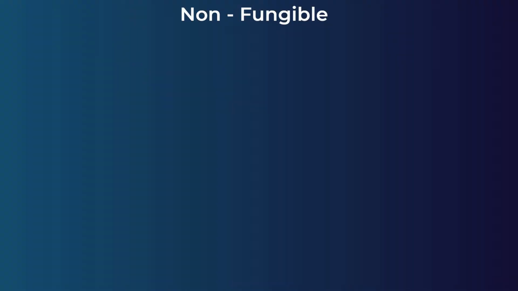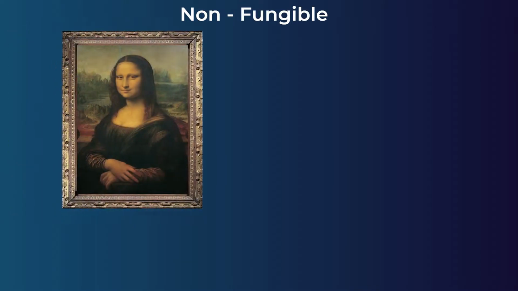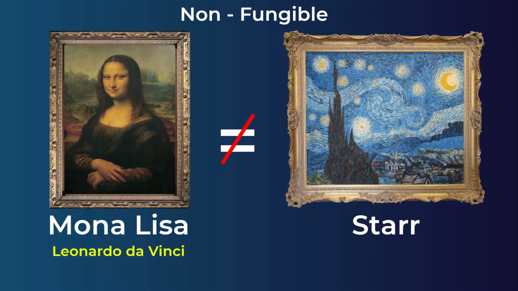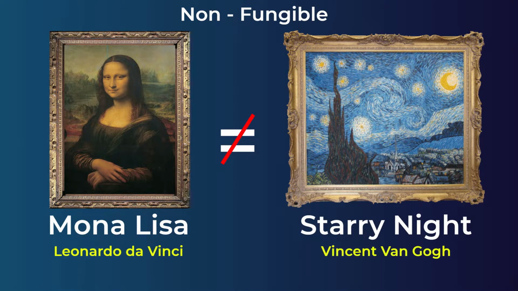Another example is pieces of art. A piece of art like the Mona Lisa or the Starry Night is non-fungible. Each piece is unique, has specific characteristics and its own story, and it is not similar to any other piece of art. Then we have the token part.